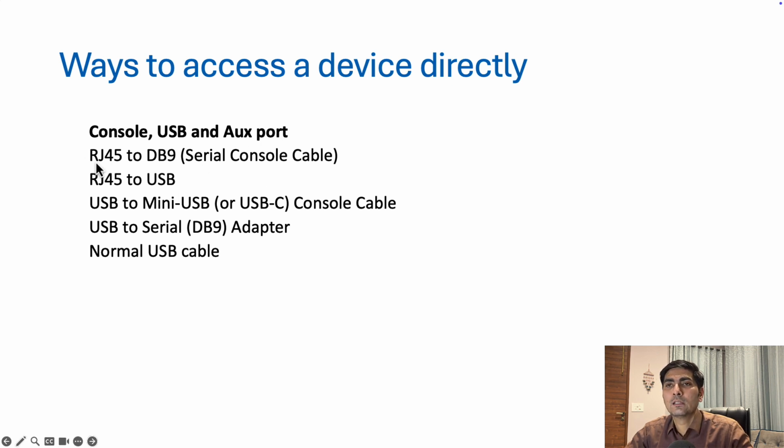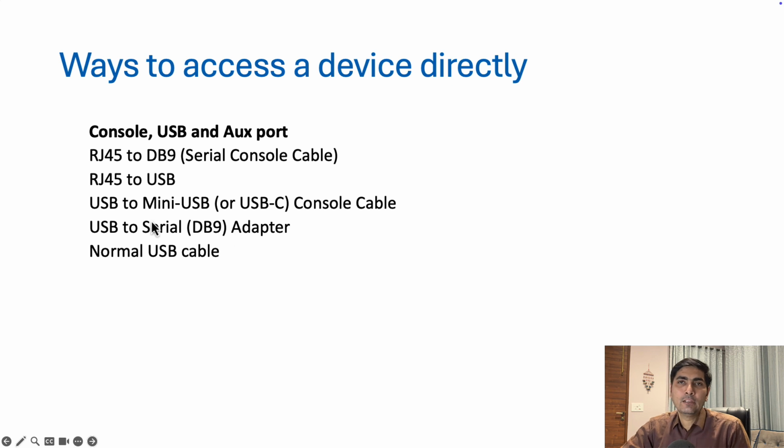So the first one is, look at the screen, RJ45 to DB9. DB9 is a type of serial port. We used to have it in the past. Nowadays it's RJ45 to USB most of the time. And then there are very advanced devices, USB to mini USB. So one end is USB, the other end is USB type C, maybe like Apple iPhones, right? So that type of port is there. If it is there, then the cable is also available, right? Then there is a USB to serial adapter.